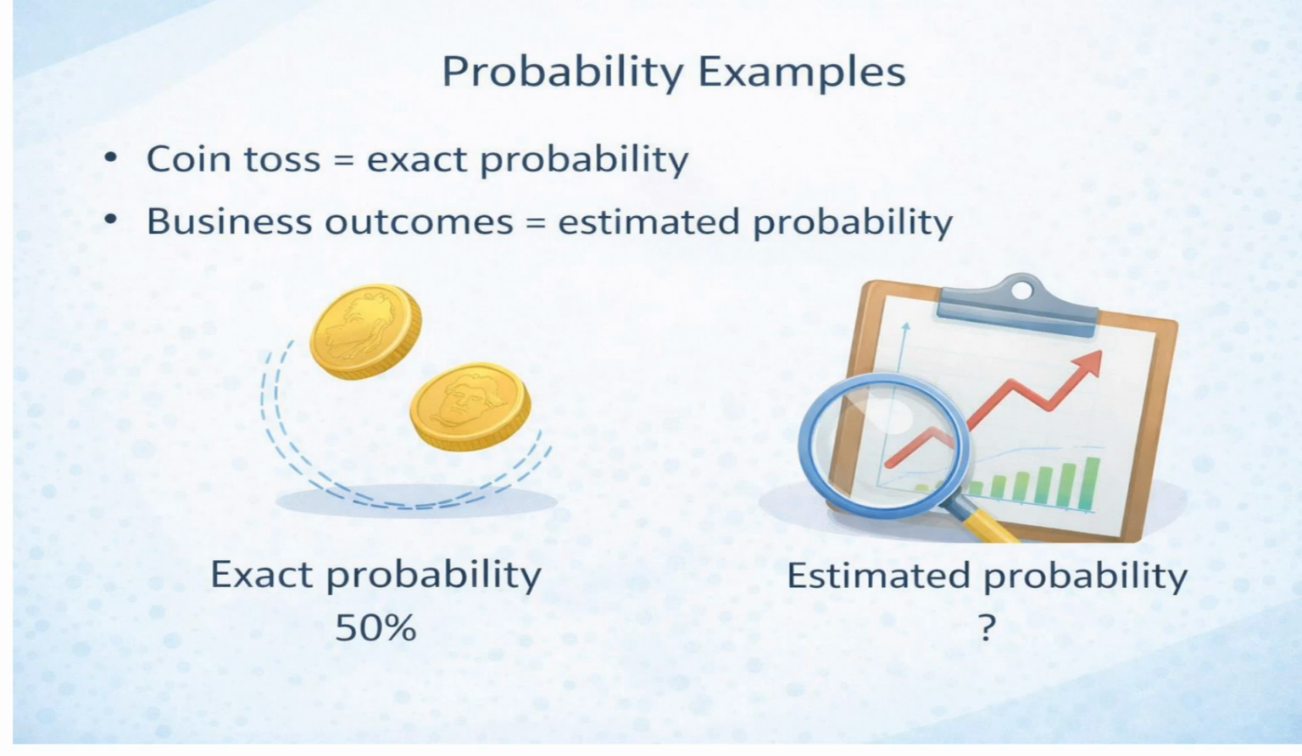Some probabilities are exact, others are estimated. A coin toss has an exact probability. Heads equals 0.5. Tails equals 0.5. Business outcomes, such as market success or customer churn, rely on estimated probabilities based on historical data. This distinction is important in research. In social sciences and management, probabilities are almost always estimated, not known with certainty.